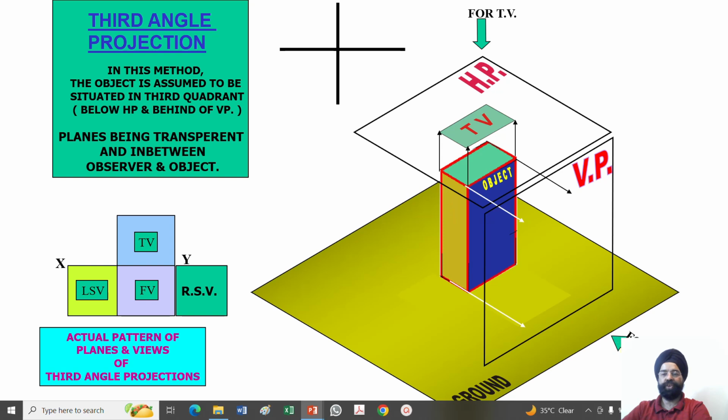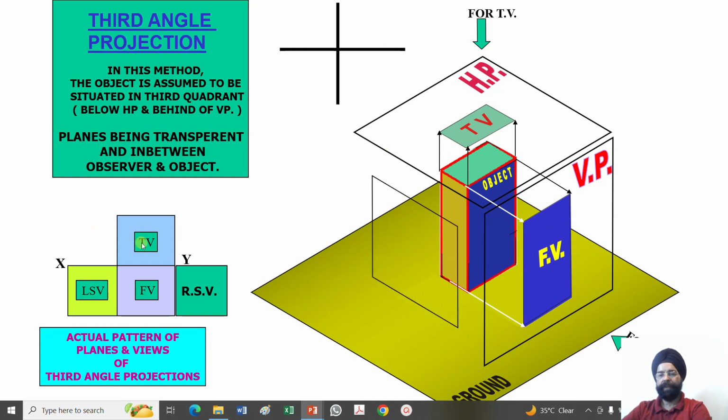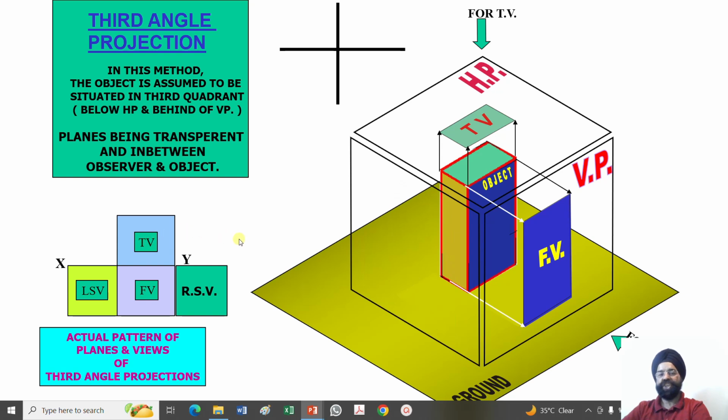This is object, this is observer, this is the plane. This is observer, this is the object, this is the plane. So I obtain the front view below, and this will be rotated upwards. So the top view will be coming above. But please see the change.